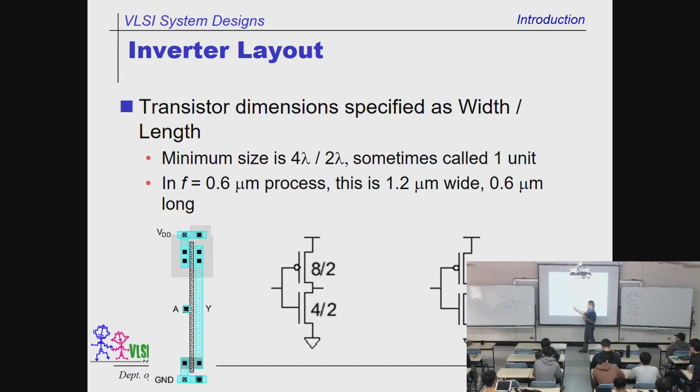So after the design, we see that this is the well contact, and we have a polysilicon over there. This is metal. We have a diffusion on top. This is a PMOS device.